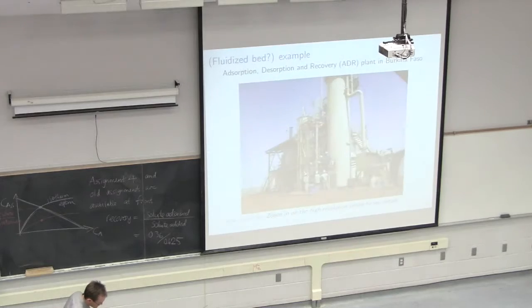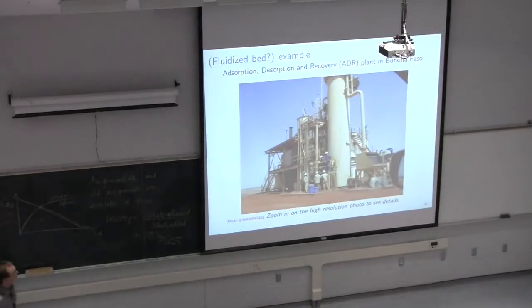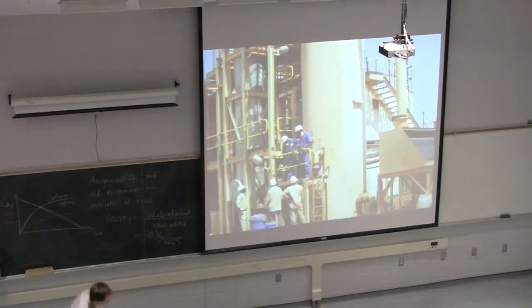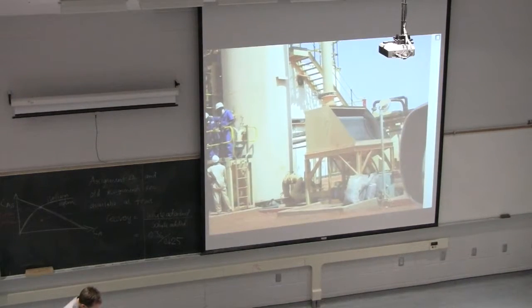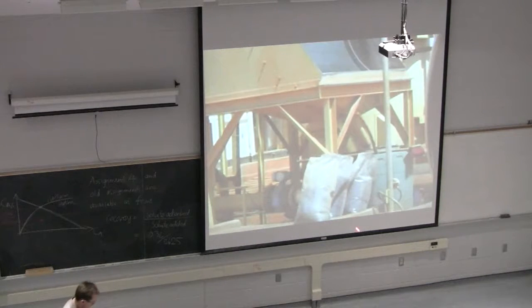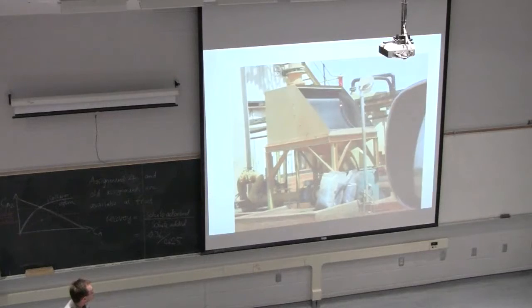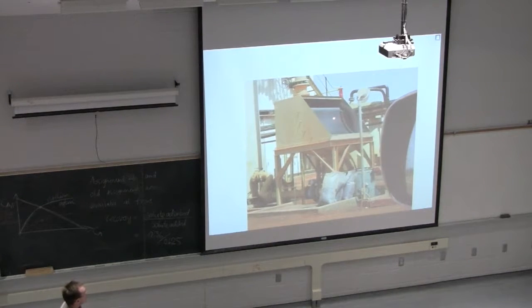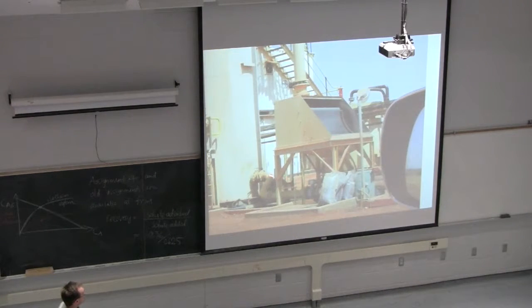And if you want to see the magnitude of one of these units, here's an example in Burkina Faso. So you can get an idea of scale from the people over there building it. And then you can see down here, there's actually the bags of adsorbent sitting there on the ground that they're going to load into this hopper over there. So that hopper is your feed entrance in.